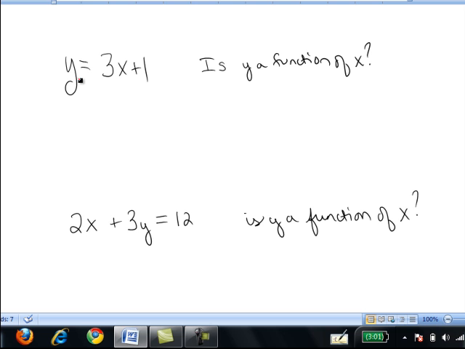Now, in this first example here, we're given y equals 3x plus 1. This is already solved uniquely for y. It tells us y is 3x plus 1. You pick an x, you plug it in here, you take 3 times that x value, add 1, you get the y value. So this is solved uniquely for y already. Therefore, we conclude y is a function of x.